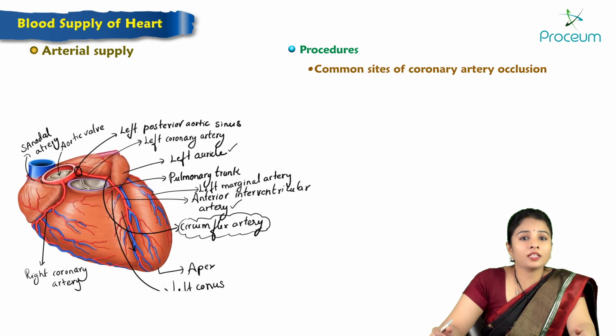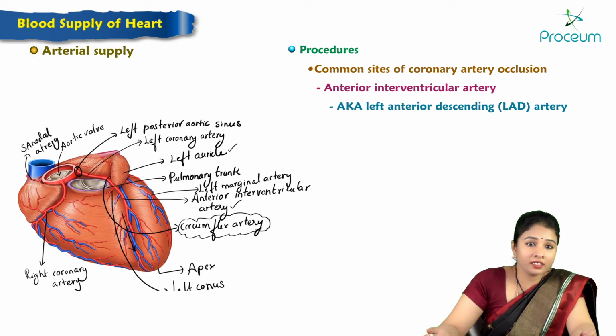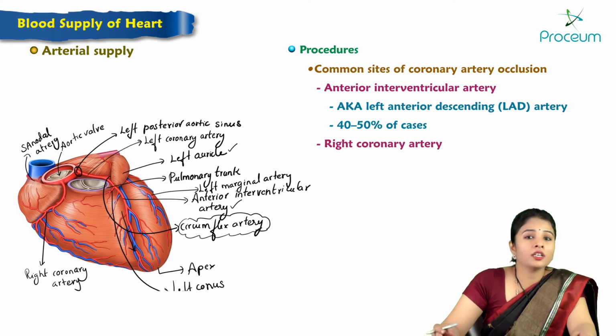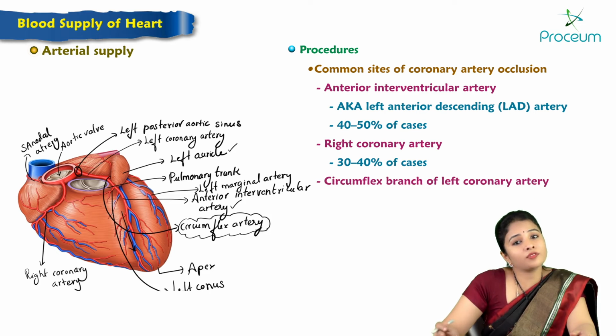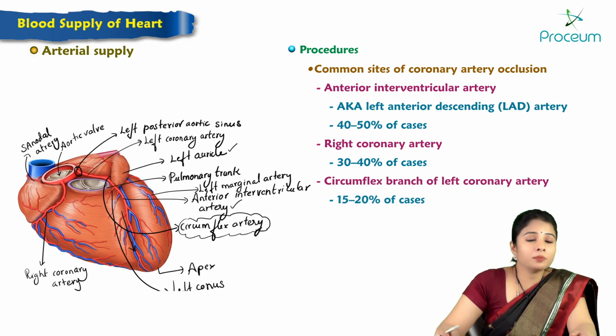Let's see the common sites of coronary occlusion. The coronary artery occludes at three common sites. One is the anterior interventricular artery, otherwise called the left anterior descending artery. About 40 to 50% of the occlusions we find in this artery. In the right coronary artery, in 30 to 40% of the cases, the right coronary artery may undergo occlusion. And the circumflex branch of the left coronary artery, in 15 to 20% of the cases, may undergo occlusion.